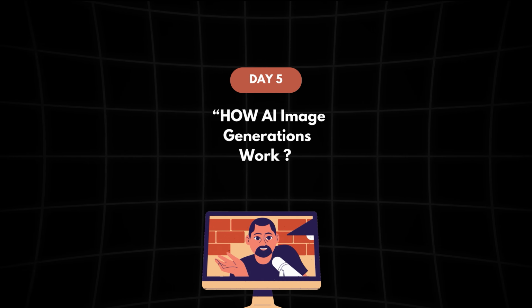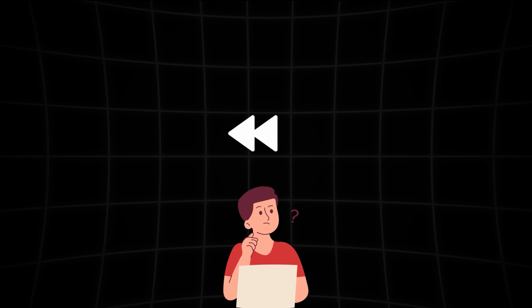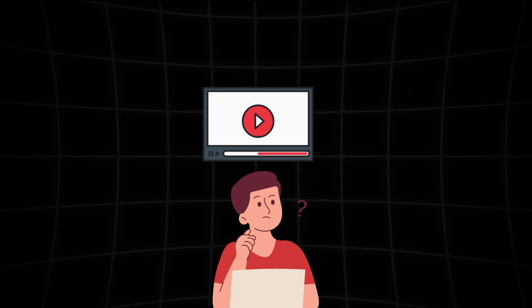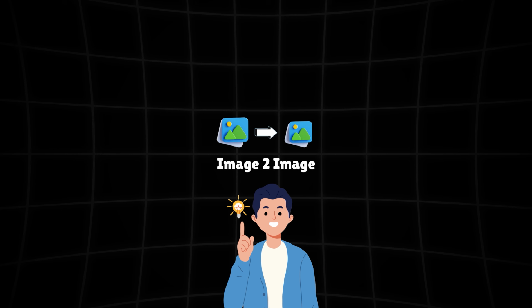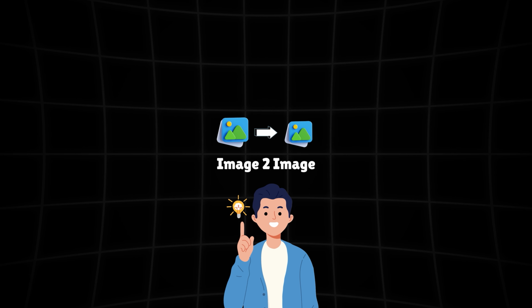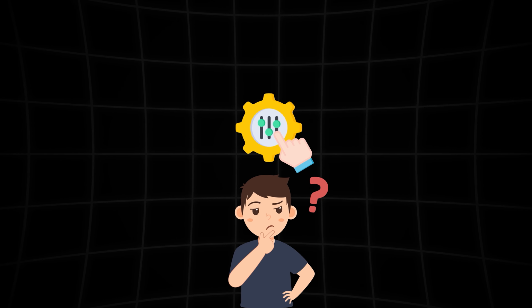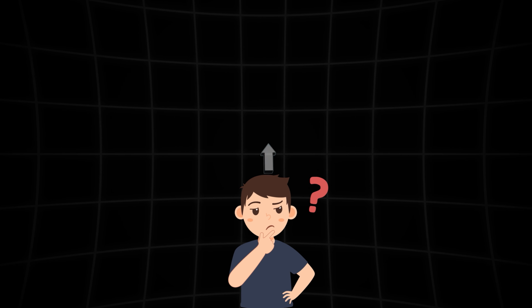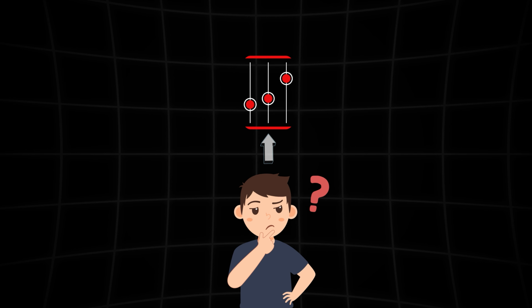And today, we're at day 5 of understanding how AI image generation works. So if you haven't watched the previous videos, I highly recommend you check them out for a better understanding of this video. So in our last video, we learned about image to image. But with that technique, there is a problem. It's probabilistic in nature. So even with this, we are not 100% in control. Then how do we get high creativity and 100% perfect control of our image at the same time?